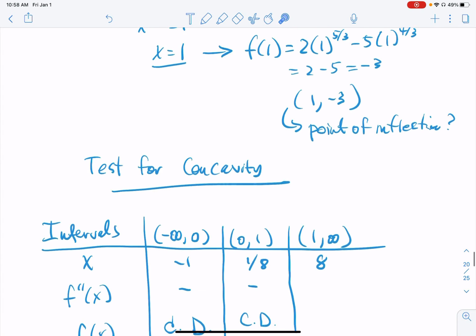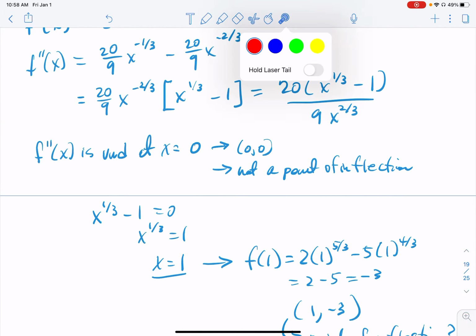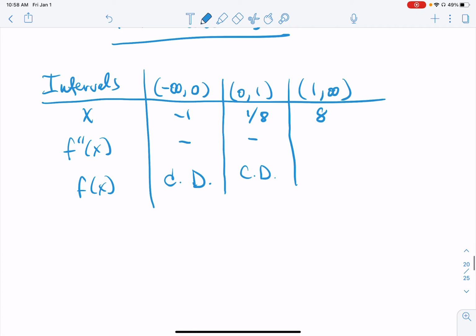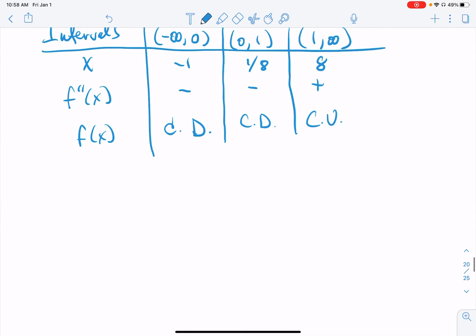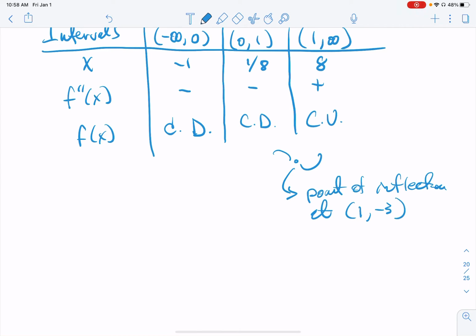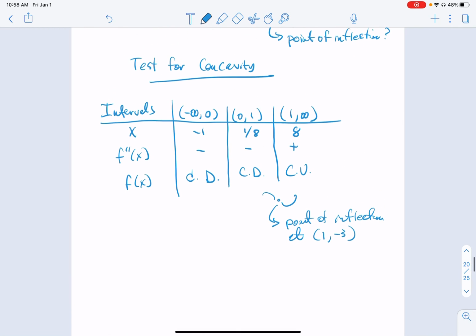Okay, and then finally, if I stick in an 8, that'd be a 2. 2 minus 1 is a positive. All this thing is positive, and now it is back to being concave up. I said back, but I mean, it's the only time it was concave up. We are concave down and we are concave up. We have ourselves a point of inflection at 1, -3.